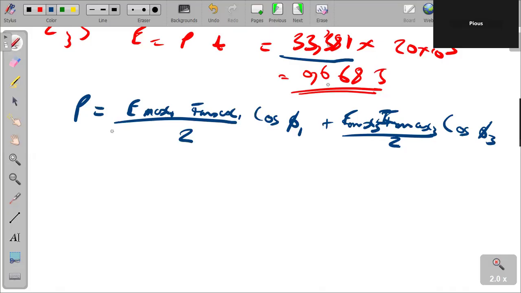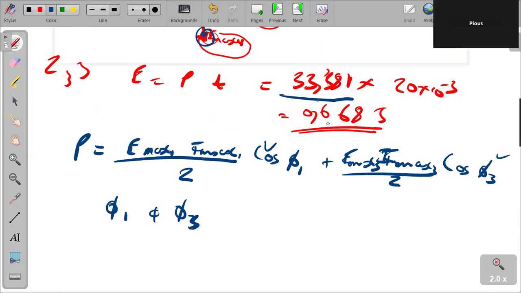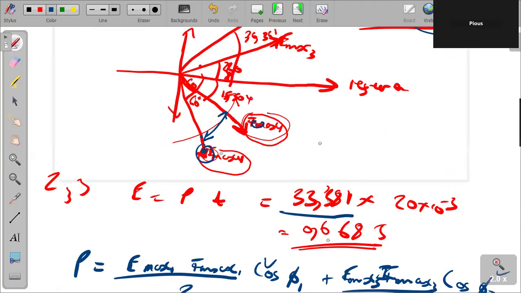Where phi 1 and phi 3, this one and this one, are the angles between the respective voltage and current vectors found using the vector diagram. In this particular vector diagram, the angles that lie between them are phi 1 and phi 3. That's how we do it. So basically, this is what is happening.